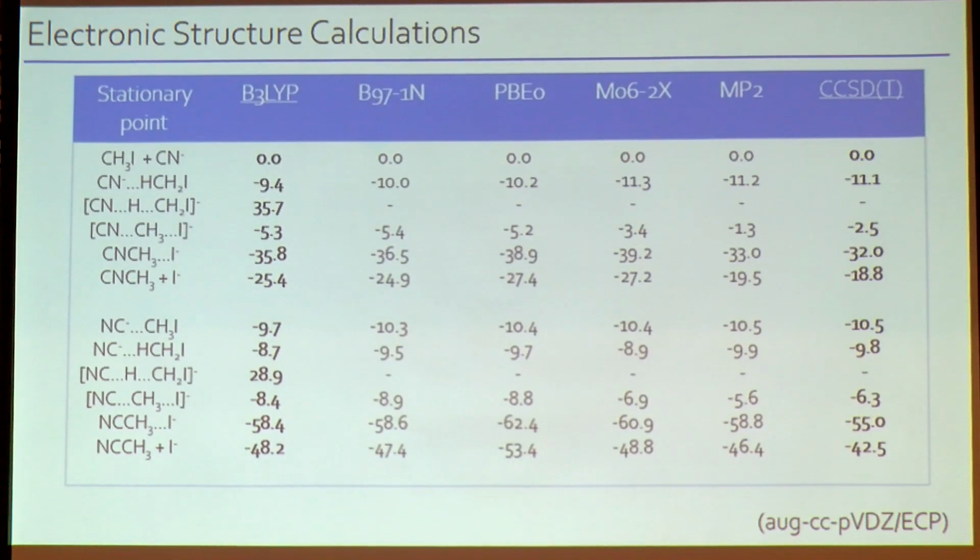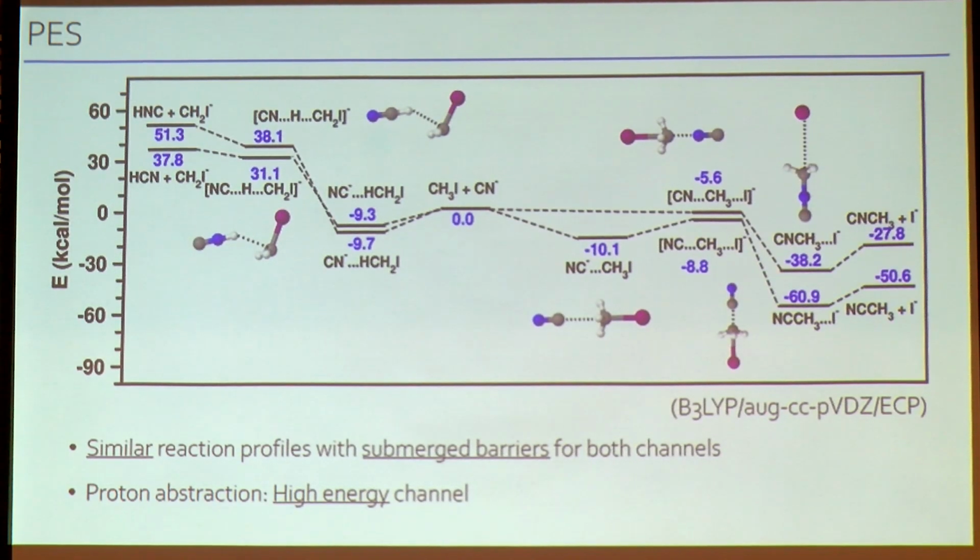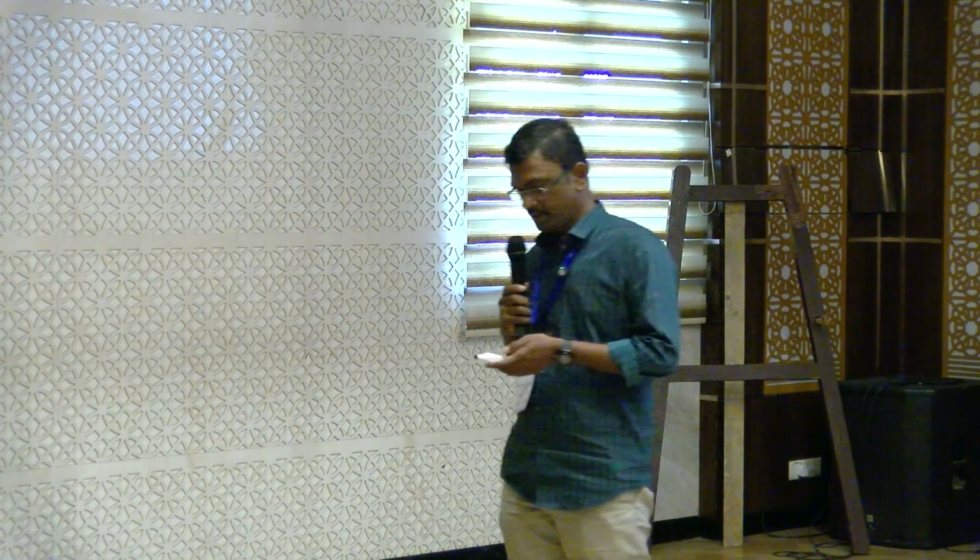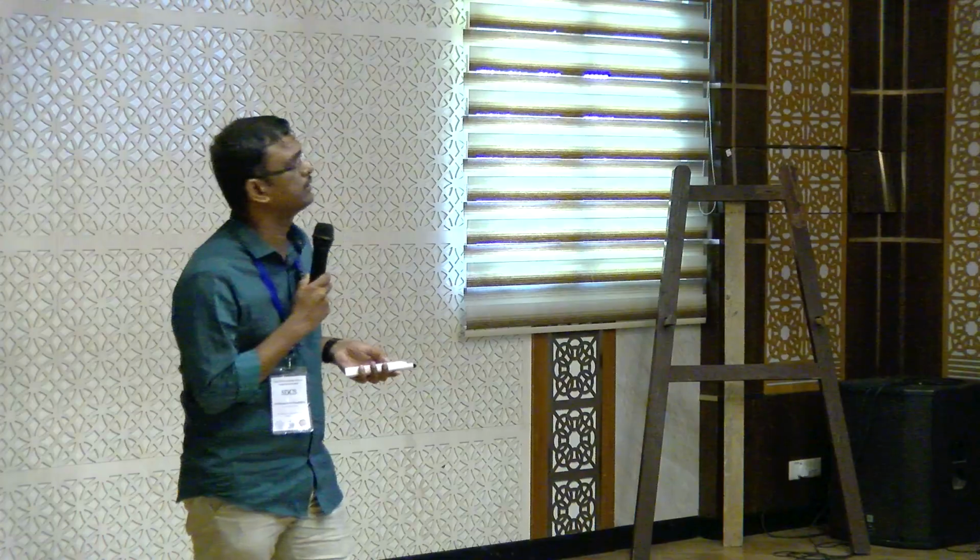All right, so we start by scanning the potential energy surface using various levels of electronic structure theory: density functional theory, MP2, and coupled cluster. What we find is that the B3LYP method closely reproduced the benchmark CCSD(T) method. So we selected this B3LYP method to perform the ab initio trajectory simulations. So this is the potential energy surface. As you can see, the two SN2 channels have submerged reaction barriers, and there is also a high-energy proton abstraction channel that can produce HNC or the HCN isomer with the ionic CH2I⁻ product. So these can be detected in the experiment.